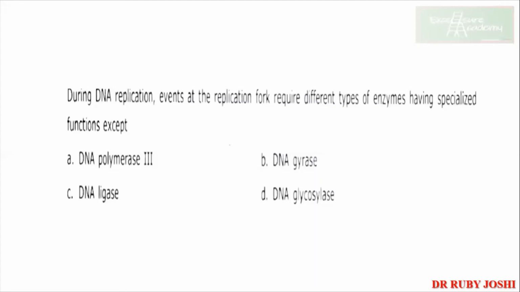Anyway, we'll talk about it in detail in the upcoming lectures. So the answer is D over here. DNA glycosylase is not required during replication. It is meant for repair. Okay, good.